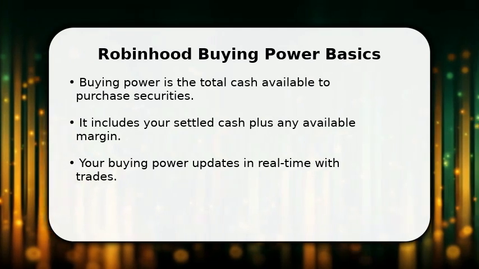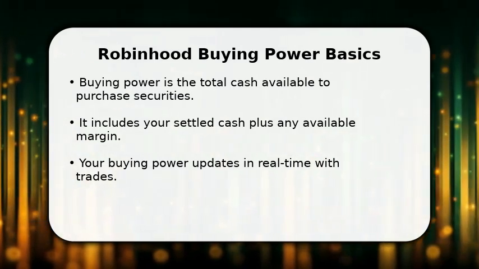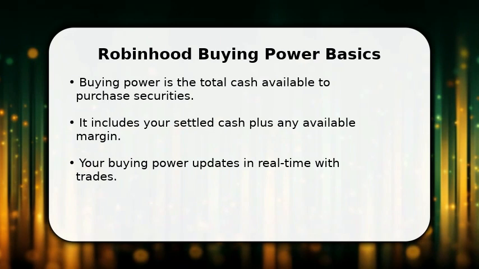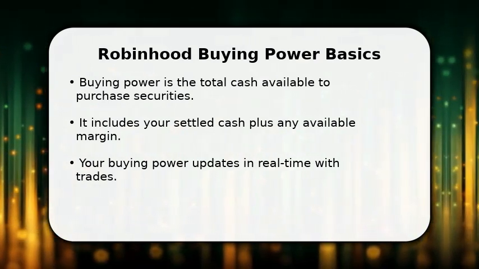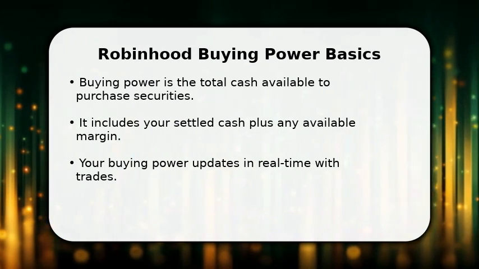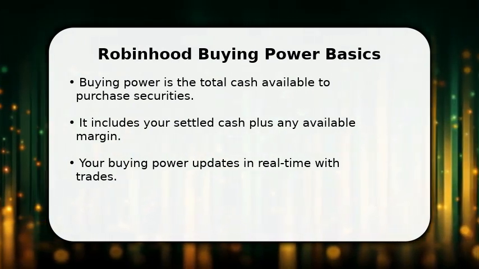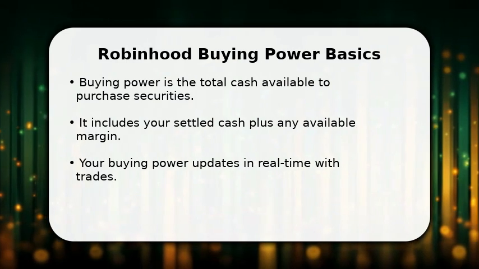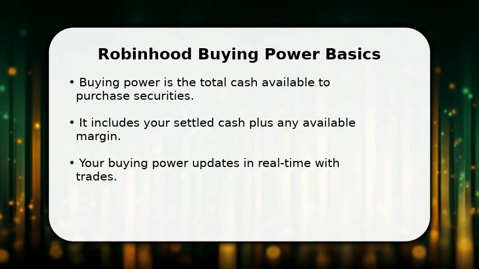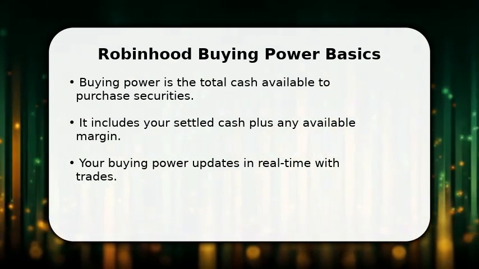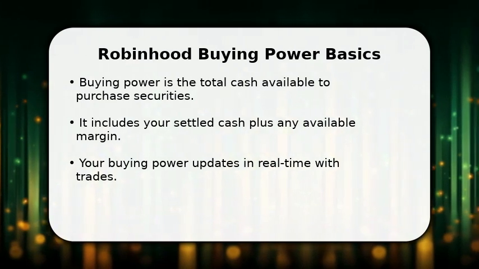Enjoy the video. In this video, I will explain how to use buying power on Robinhood. First, understand that buying power represents the total funds you have available to make trades. This includes your deposited cash that has settled, plus any margin available if you have a Robinhood Gold account. It's crucial to monitor this number before placing orders, as it directly impacts how much you can invest.